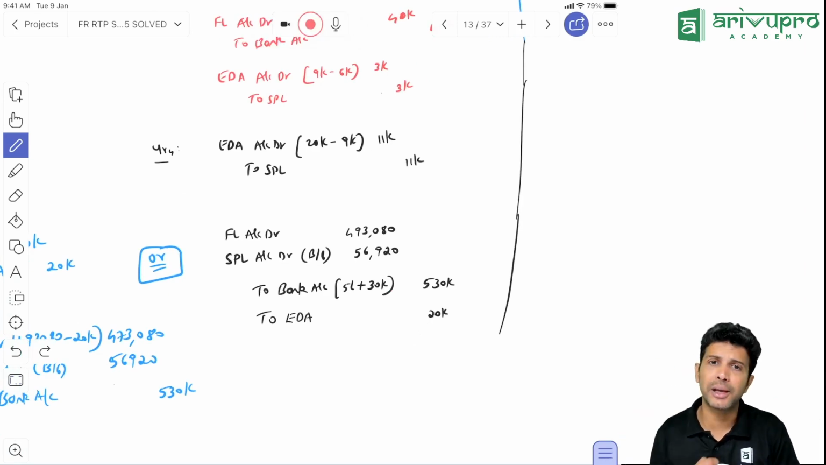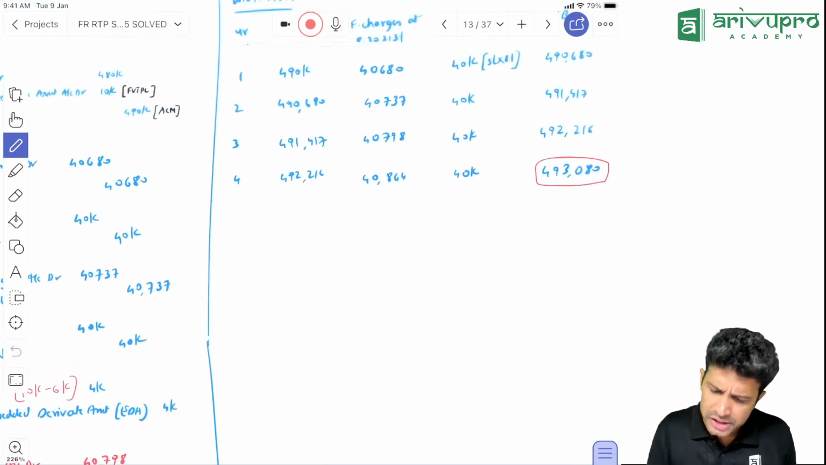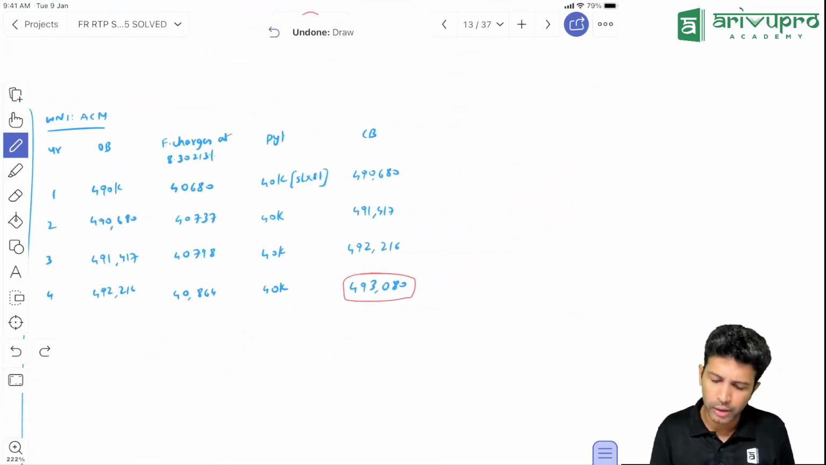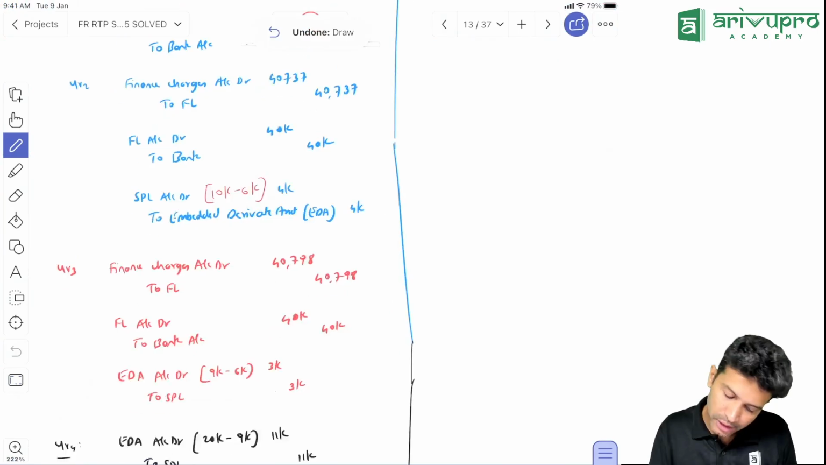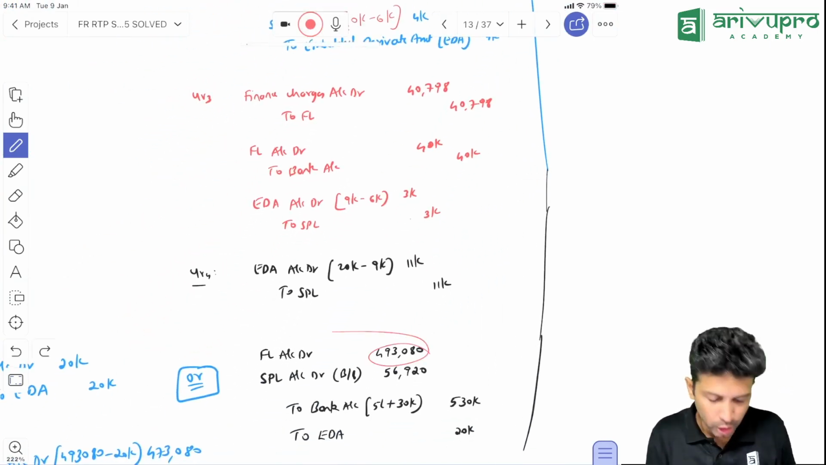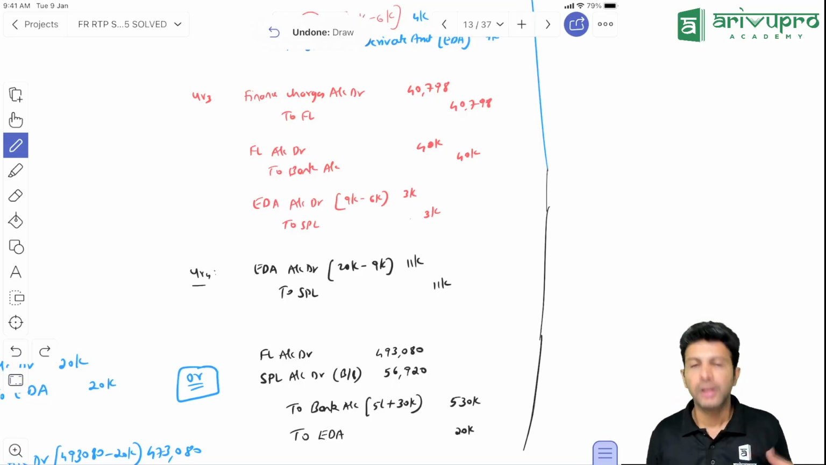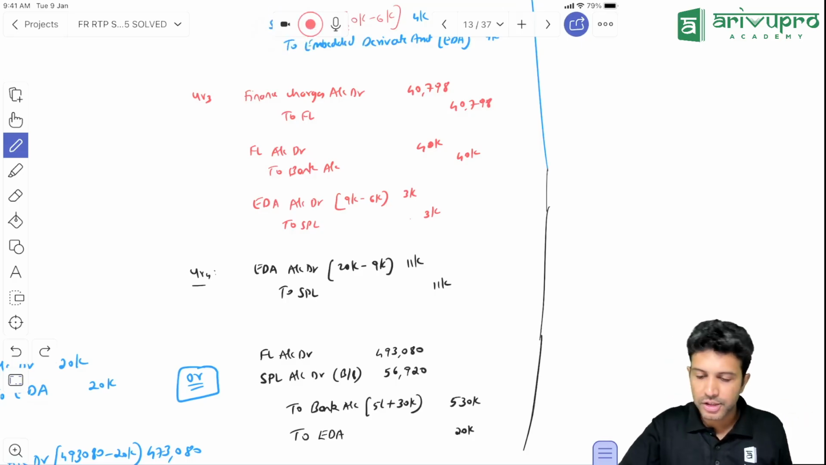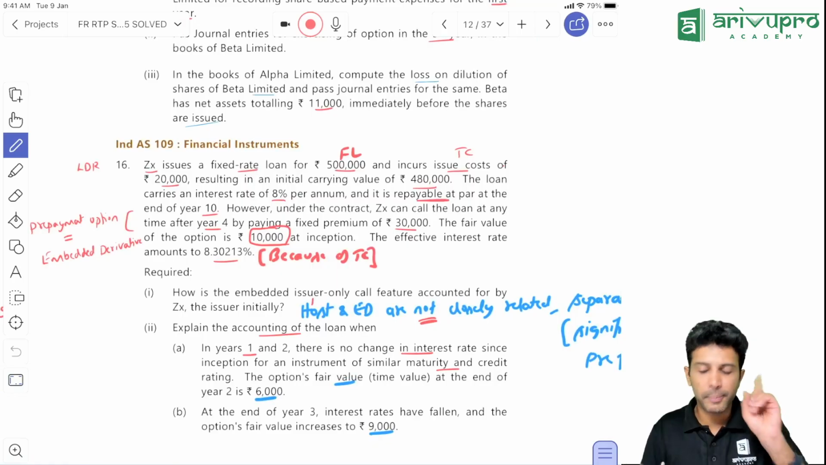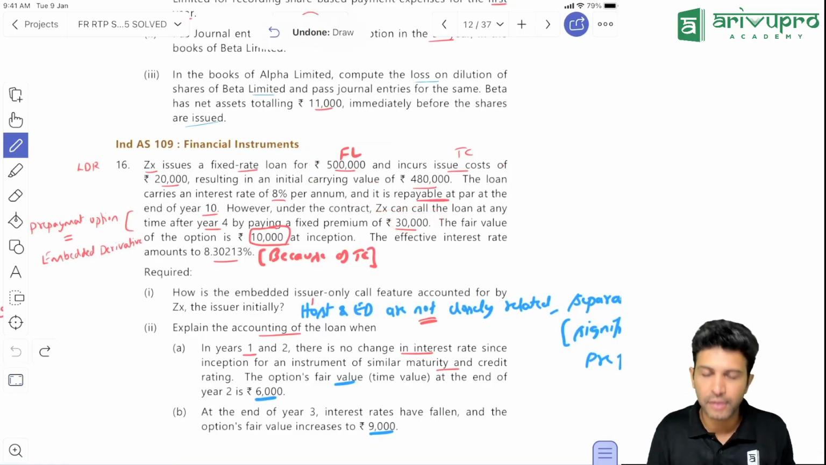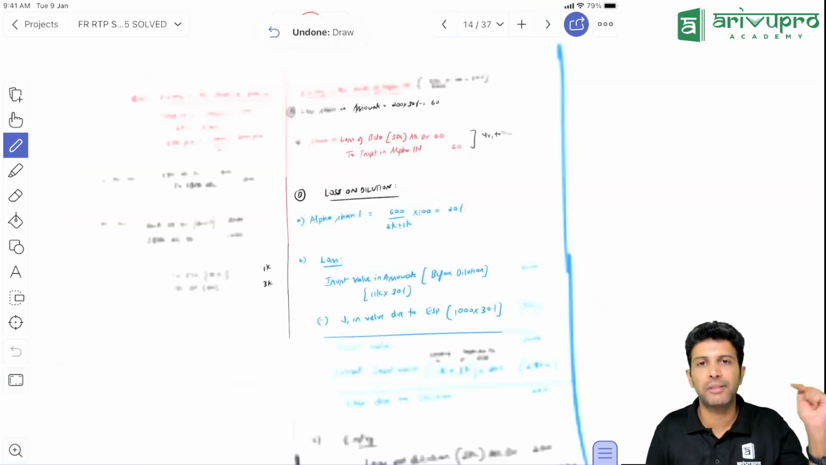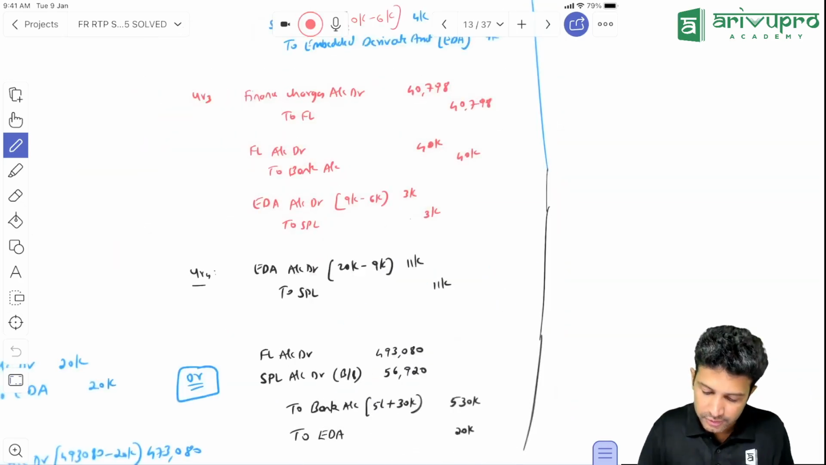What happened to financial liability? You're repaying. So the financial liability's fourth year balance is what? 493,080 as per the amortised cost table. So debit that, right? To bank account. You have to pay now. And there's a clear instruction that whenever you want to repay, you have to pay a premium of 30,000. You can't pay 5 lakh, you have to pay 30,000 extra. So the payment will be 5 lakh plus 30,000, which is 5 lakh 30,000.